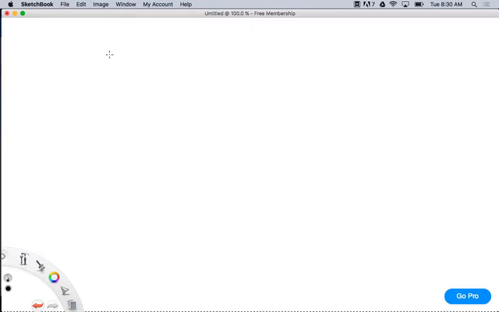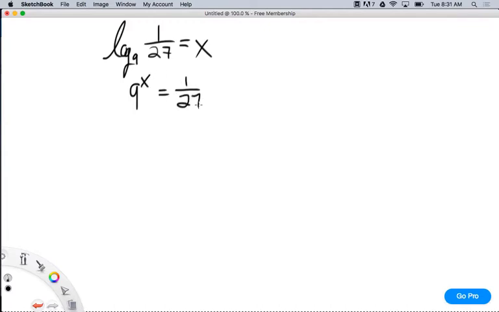All right. Next one. What about log base 9 of 1 over 27? I'm going to go through this one pretty quickly because we've already gone through the process. This equals x. Rewrite as an exponent: 9 to the x equals 1 over 27.